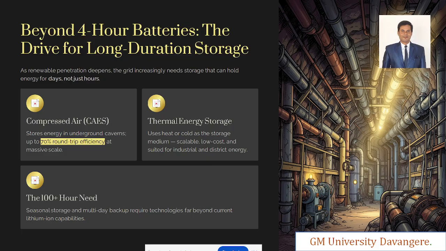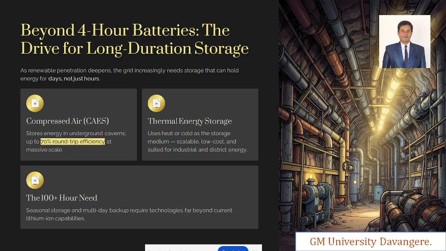Okay. Let us see, there are various forms of these storages, thermal energy storage or compressed air, where the stored energy can be underground also, right? Compressed air is mostly stored underground, in caves beneath the earth's surface, where the compressed air is pumped in to be stored and then released to generate energy, right?